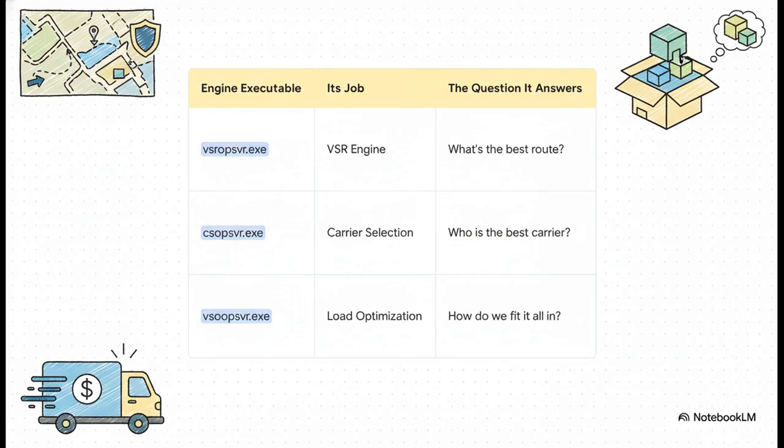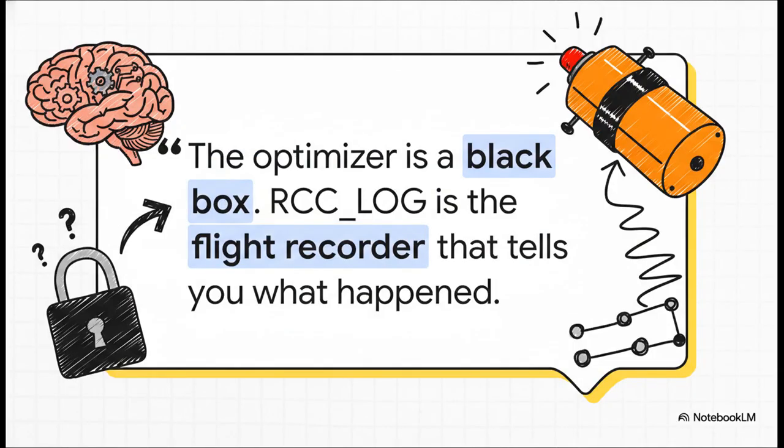And finally, my personal favorite, the load optimization engine, which is basically playing a high-stakes game of 3D Tetris, asking, how do we fit all this stuff into the truck? By breaking the problem down like this, the system can solve mind-bogglingly complex puzzles in seconds. But what happens when that super smart brain makes a decision that just doesn't make sense to you?